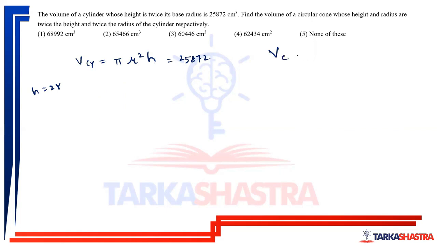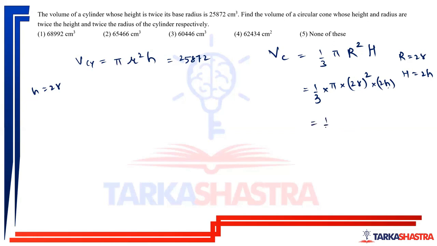Volume of the circular cone is 1 by 3 pi, I am taking capital R square and capital H. And height and radius are twice the height and radius of the cylinder. So this radius is twice the radius of the cylinder, and this height is twice the height of the cylinder. Just substitute it. 1 by 3 pi, R square will become 2 into small r square, and H will become 2h. What we have? 1 by 3 pi, 4r square into 2h, which is 8 by 3 pi r square h.